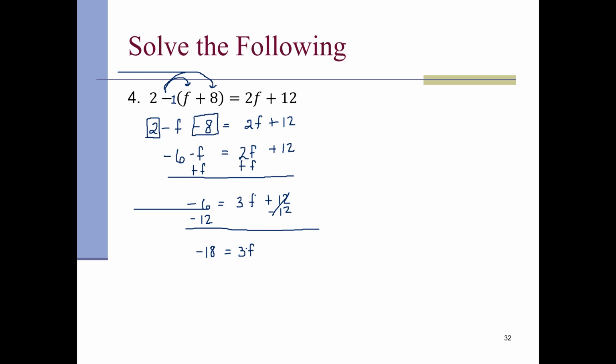I am now able to finish my equation, and to finish it I need a coefficient of 1, and I get that by either multiplying or dividing. Since it is 3 times f, I want to divide by 3 as the inverse, do that on both sides, and that gives me negative 6 is equal to f, which is my answer.